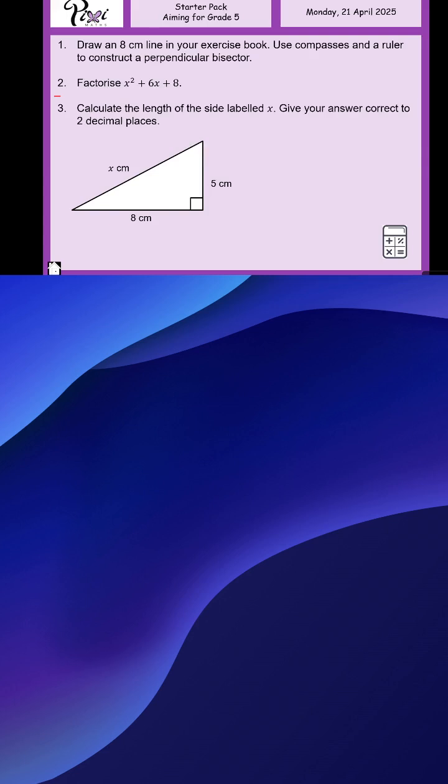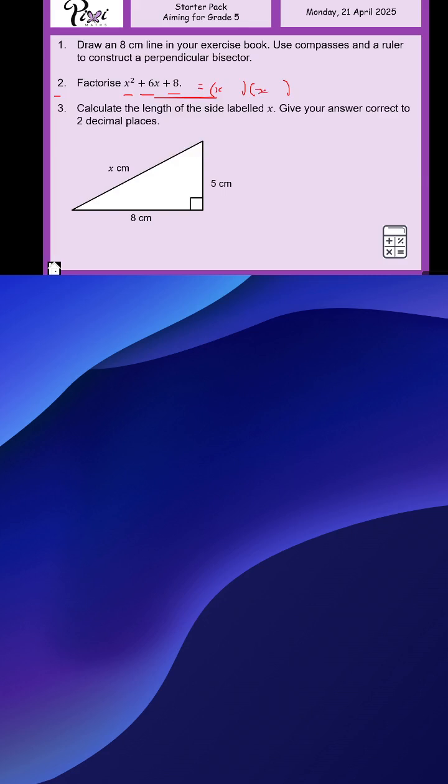Question 2 is factorizing the quadratic. Factorize x squared plus 8x plus 8. I'm going to put it into double brackets here, guys. Step 1, to make x squared, that's going to be x times x. Our first step.